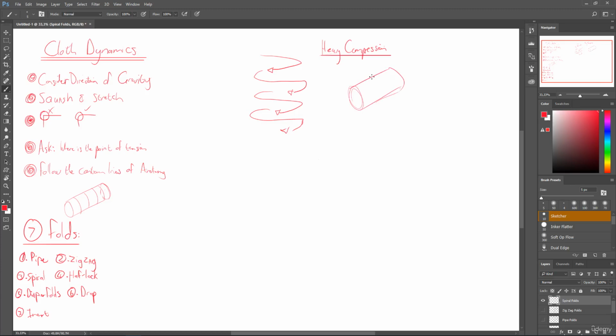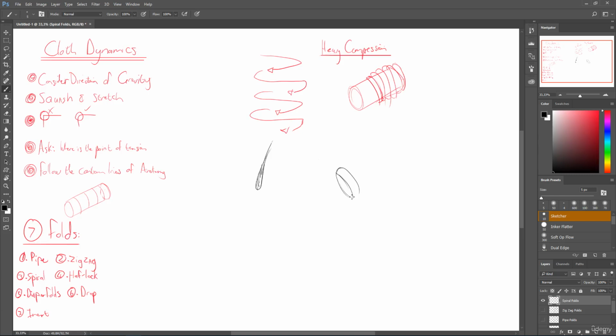So if there was a sleeve on here and we pushed the sleeve all the way up, compressed it to half of its total length, we'd get spiral folds happening. It looks a bit like a spring or one of those vacuum cleaner hoses. So let's do an example of that. With the spiral folds, we tend to use a lot of these shading shapes on the fabric, right? You'll see here. So let's do a sleeve again.